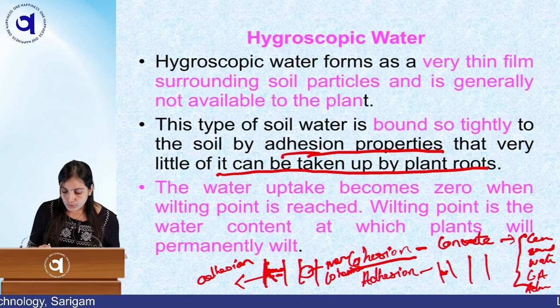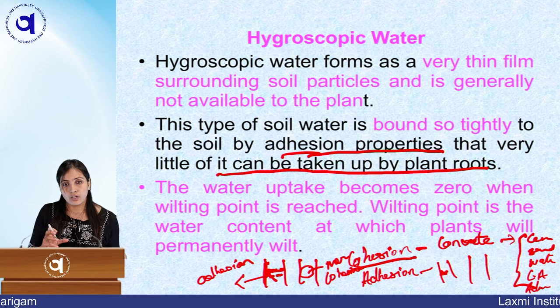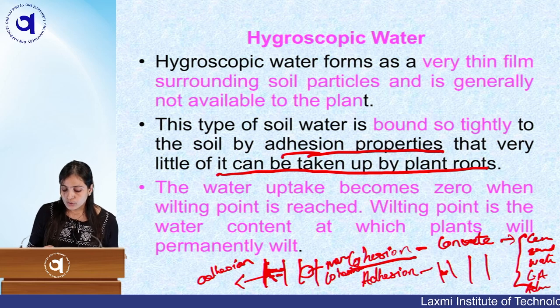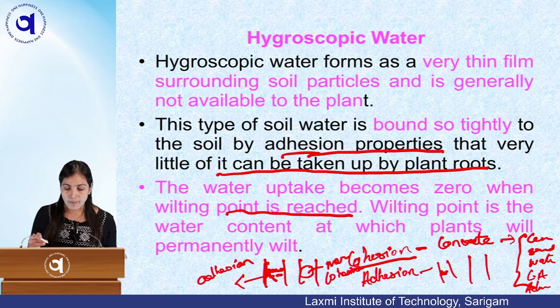So here what happened? In soil, adhesion properties mean the water is connected with the soil like an adhesive, and so very little of it can be taken by the plant root. So the water uptake becomes zero when the wilting point is reached. This is very important. Wilting point means drying condition, means the soil is getting dry. So this point is called the wilting point in terms of irrigation.